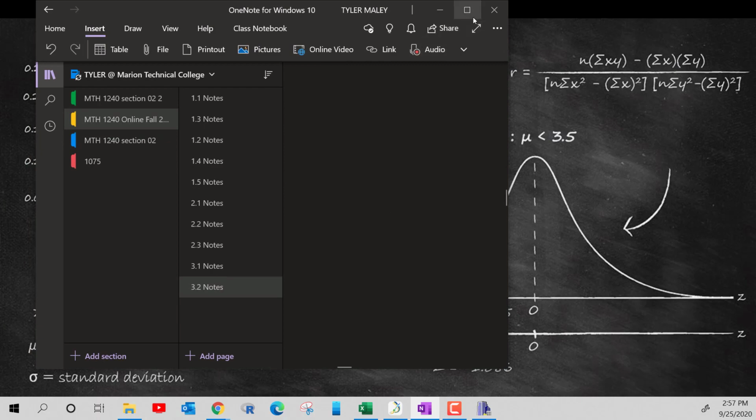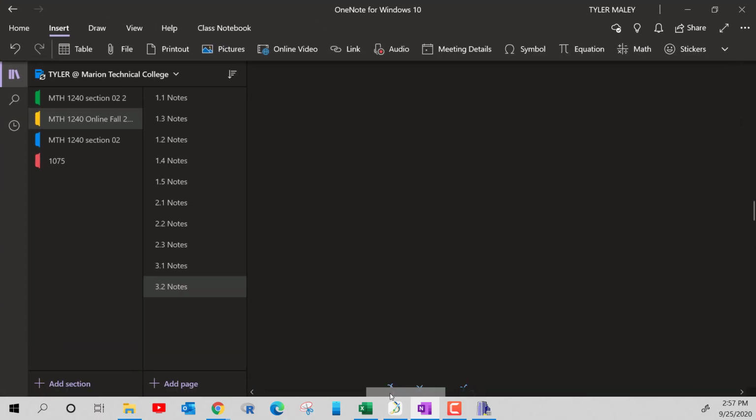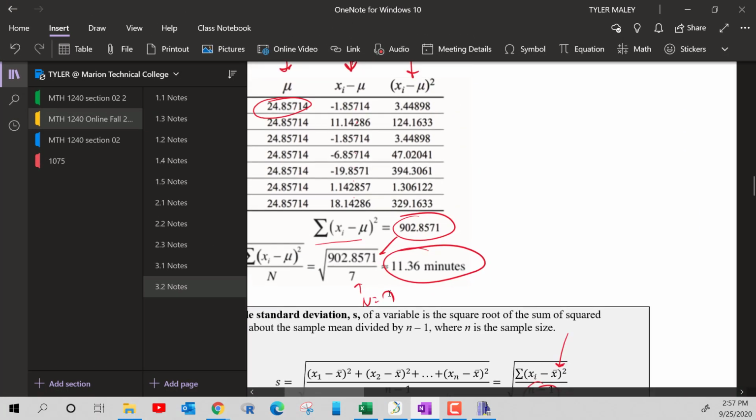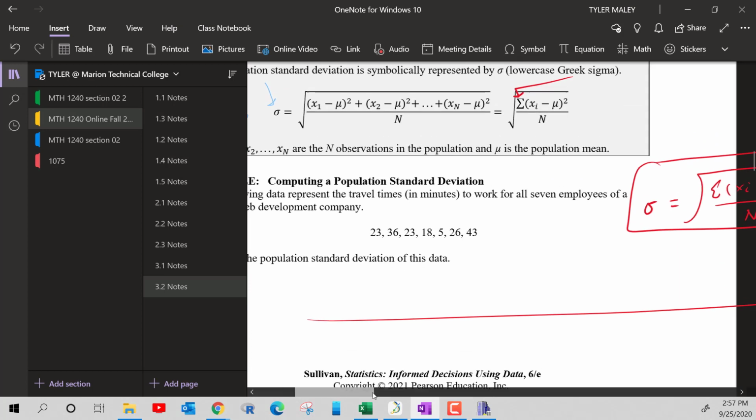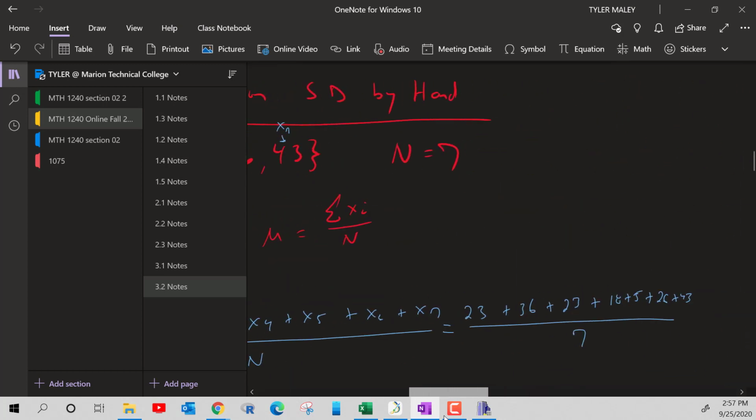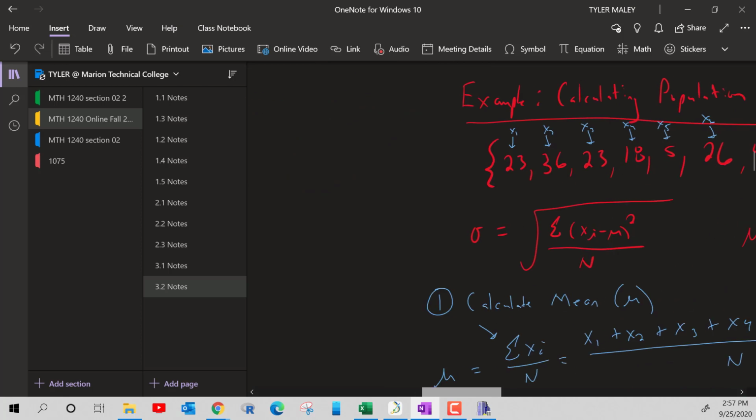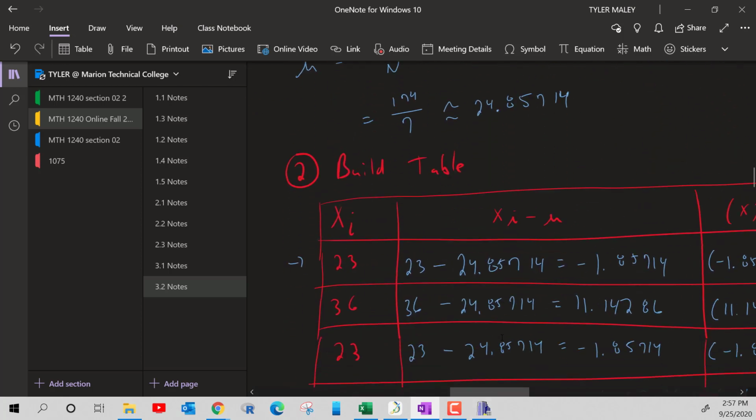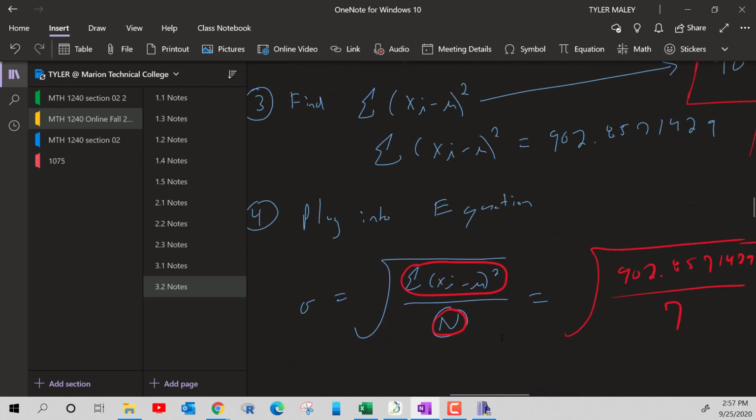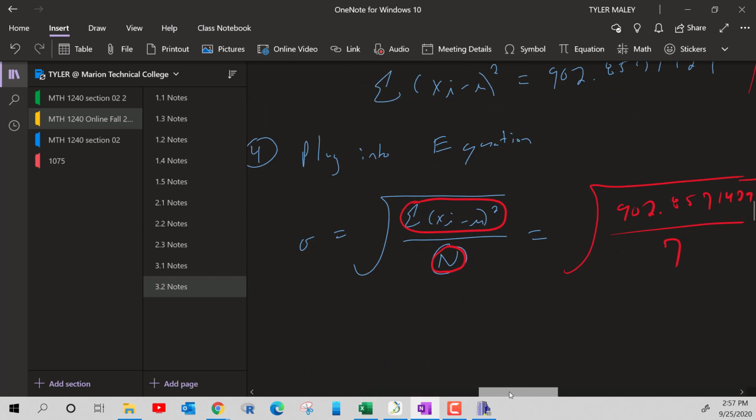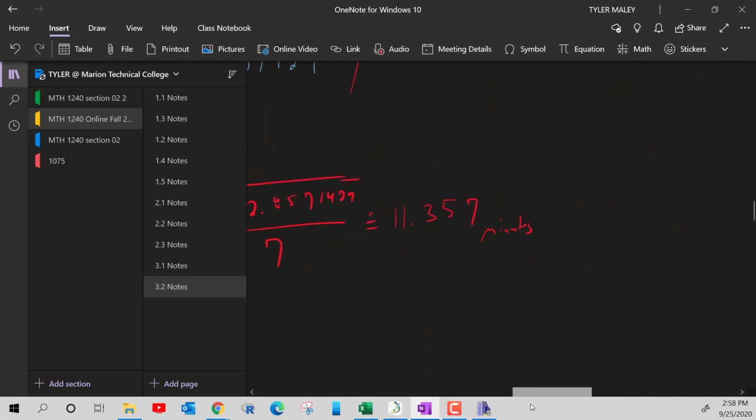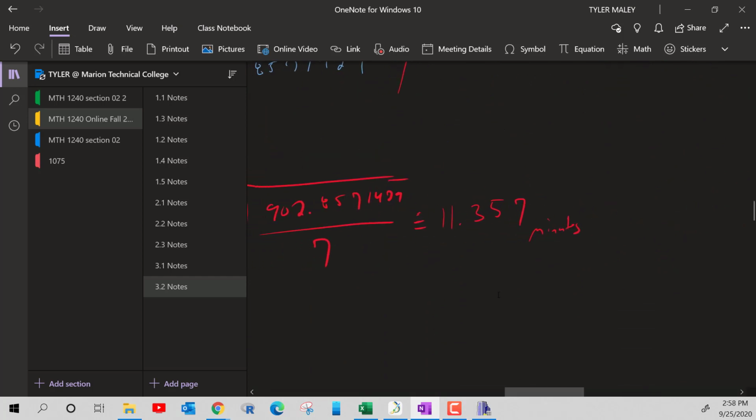Where the average distance from the mean for the top problem, right, where we find out the population. Let me find where that number was. Right, was 11.357 minutes, right? So the average distance from the mean for each of the data values is 11.357. So this number again tells us how spread out things are, right?